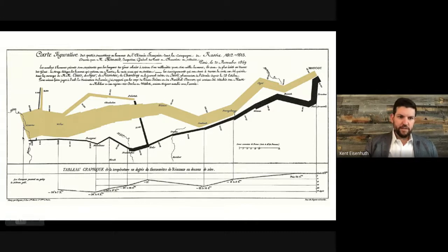The gold bar here, or line, that is plotted through this map represents the army's starting point and their endpoint in Moscow. And the thickness of that line at any given point represents the number of people that were in Napoleon's army, the number of troops that he had. The black line actually represents their return retreat. And again, the thickness of that line represents the number of troops in the army at any given point.